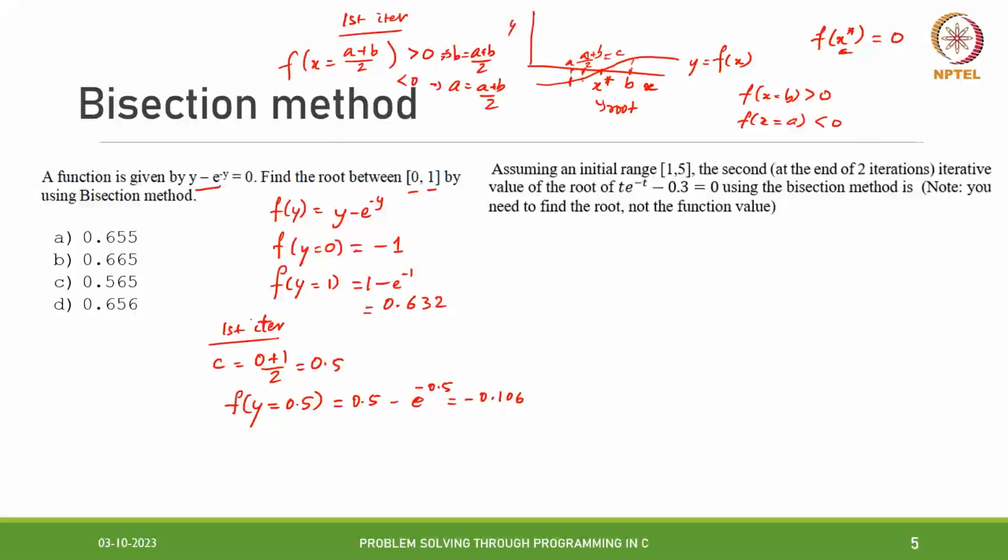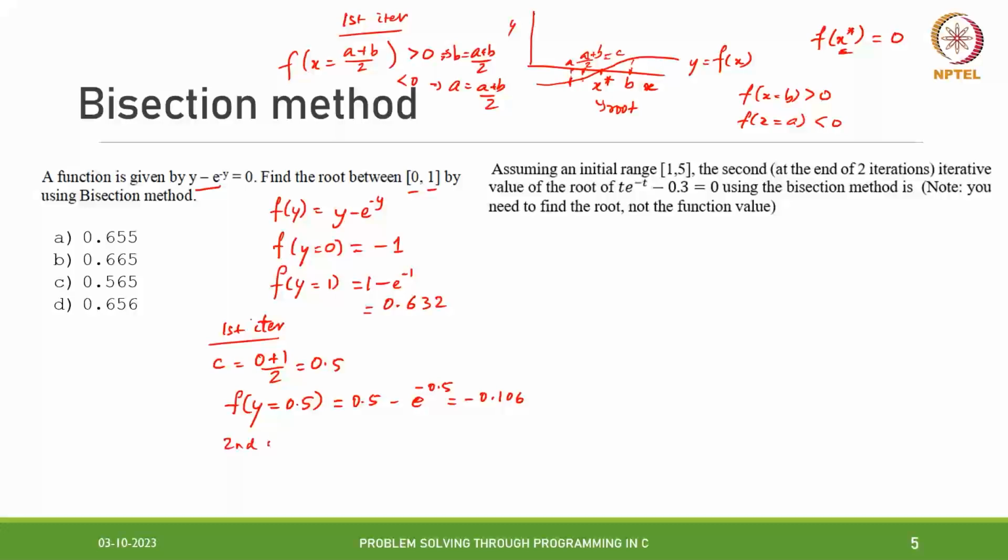Now you can see that this value is much closer to 0 than minus 1, right? Wherever the function would be 0, minus 1 would be farther from that point than minus 0.106. So now we consider this minus 0.106, and the positive value remains the same, 0.632. So basically we will replace 0 with 0.5, because we know now that 0 is farther from the root than 0.5. 0.5 is closer to the root than 0 on the same side.